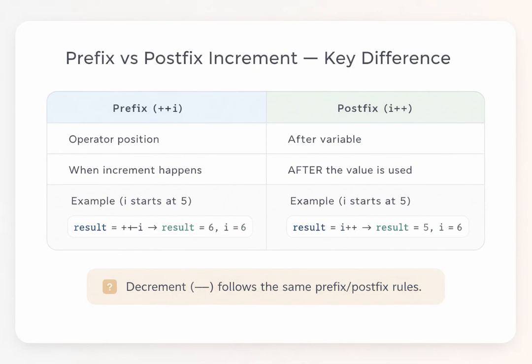Let's look at the practical difference between prefix and postfix increment. With prefix, written as ++i, the variable is incremented first and then its new value is used in the expression. With postfix, written as i++, the current value is used in the expression first and then the variable is incremented afterward. So if i starts at 5, prefix gives you 6 immediately, while postfix gives you 5 in the current expression and then updates i to 6 for the next use. The same logic applies to decrement as well, though decrement is less commonly encountered in everyday array work.